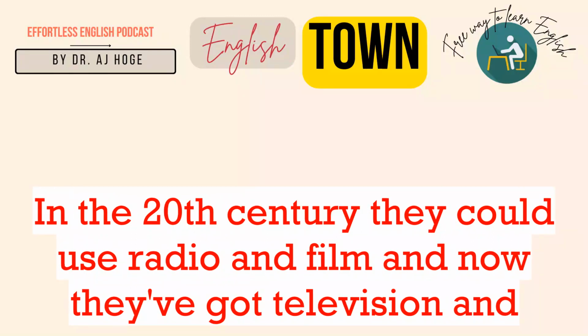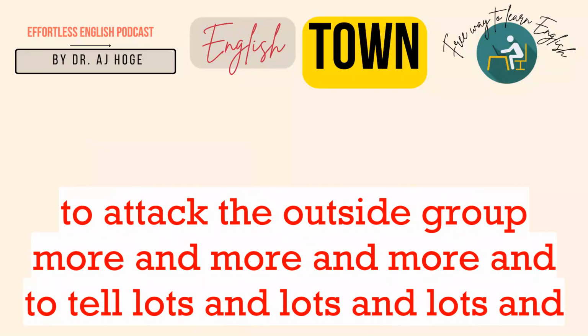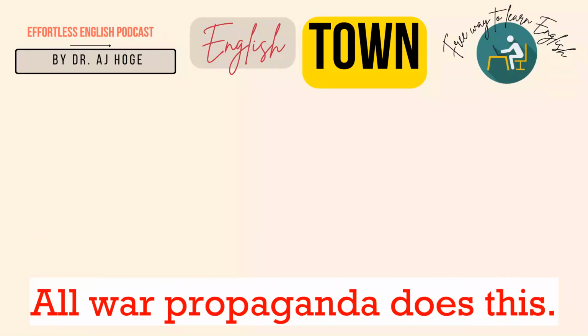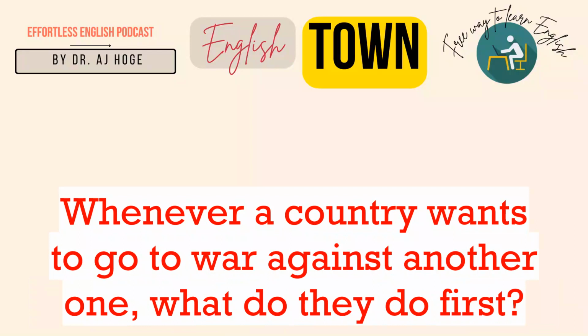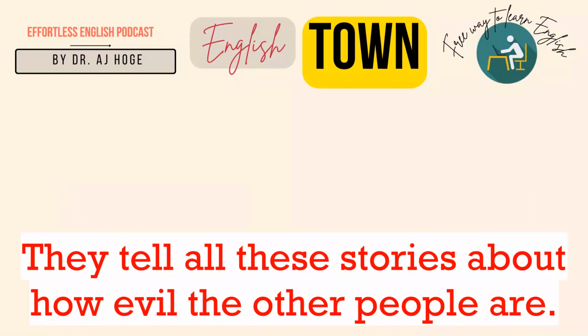In the 20th century, they could use radio and film, and now they've got television and the internet, movies, all these things, to make our fear stronger and stronger, and to attack the outside group more and more, and to tell lots and lots of lies about the outside group, and to make us really fearful and really hate them. Right? All war propaganda does this. Whenever a country wants to go to war against another one, what do they do first? Well, they make their population hate them. They tell all these stories about how evil the other people are.